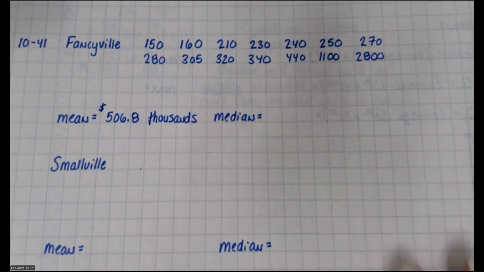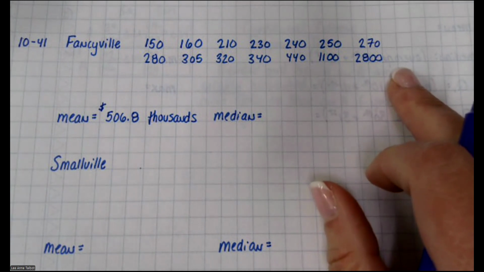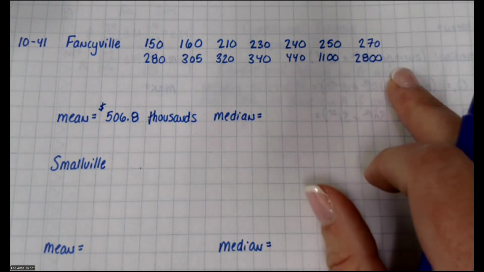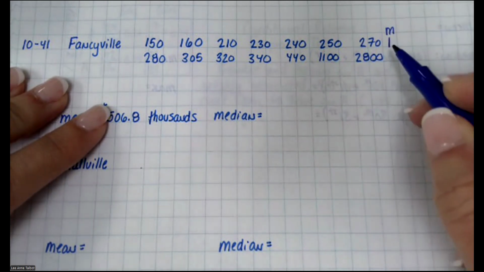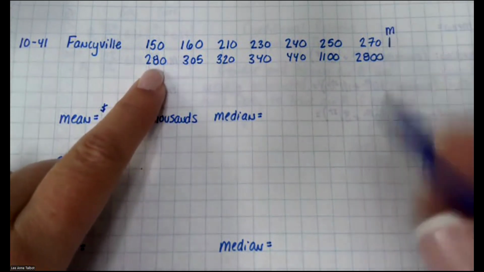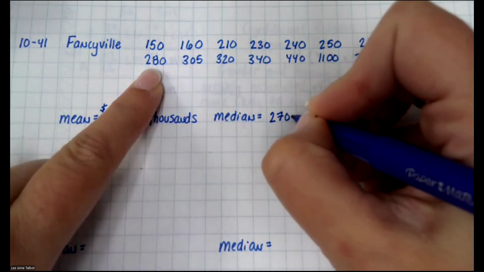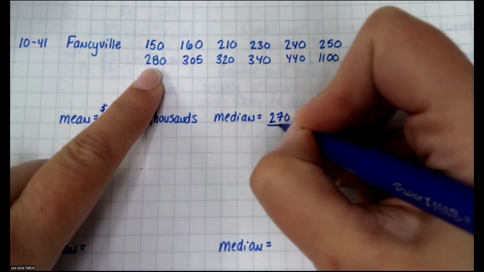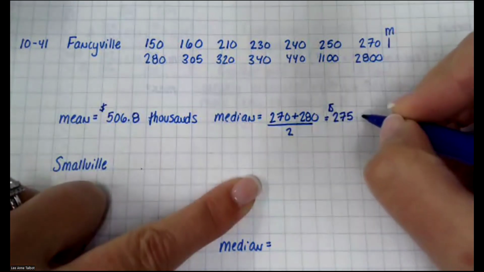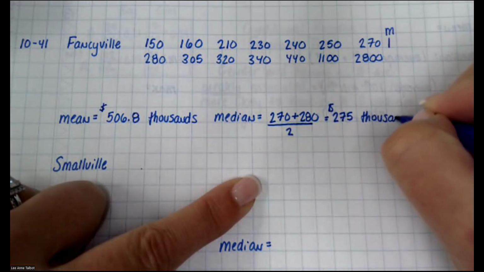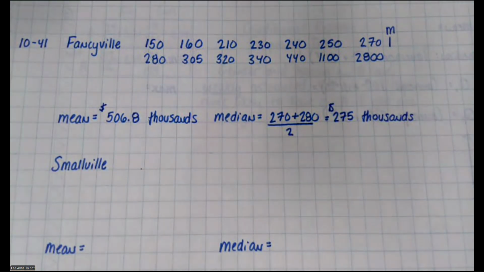Okay, now median. How many numbers are there? 14. Yes. Okay. So I go 7 numbers in. The median would be right here. I average these two, 270 plus 280 over 2 is 275 thousands.